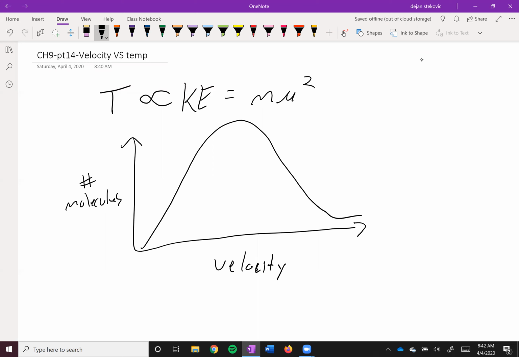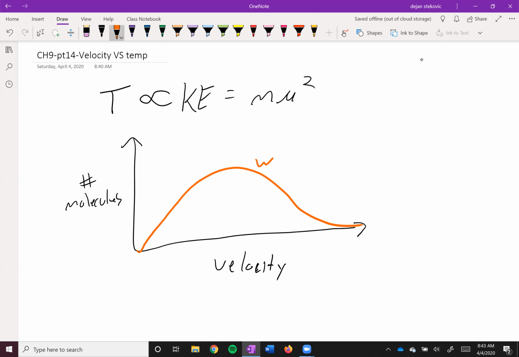So let's take a look at what happens when we get hotter or colder. Let's go with this being warm. Let's see what happens when we get hotter. If we're thinking about the average, it's somewhere over here. And so if we get hotter, our average velocity has to increase. And so that's going to happen.